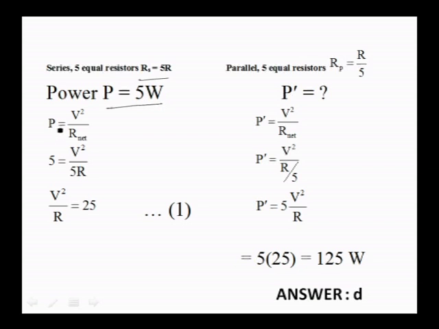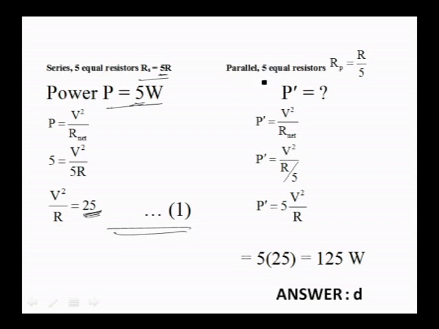Therefore, by using the formula P is equal to V square divided by R, substitute the values. P is 5 and RS is equal to 5R. Substitute the values. This 5 is shifted over here. 5 into 5, it becomes 25. That is V square by R is equal to 25. Give it as equation number 1.